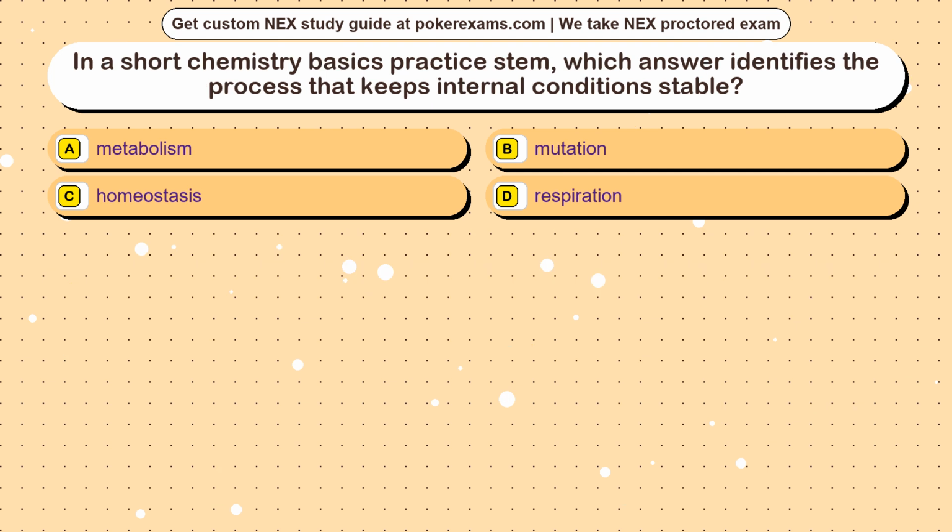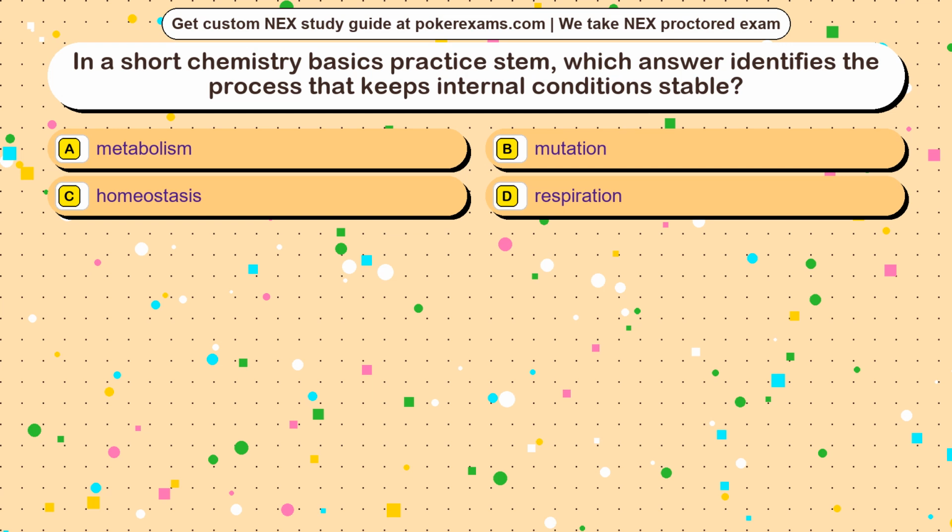Question 14. In a short chemistry basics practice STEM, which answer identifies the process that keeps internal conditions stable? Option A, metabolism. Option B, mutation. Option C, homeostasis. Option D, respiration.